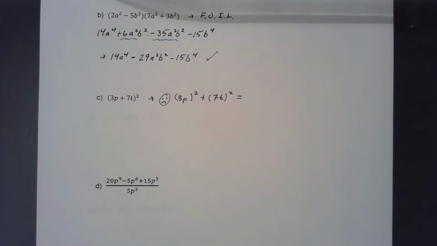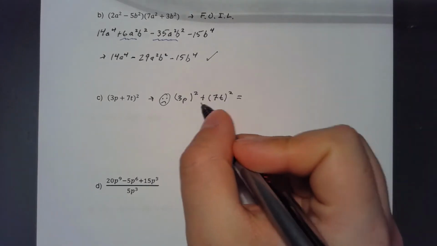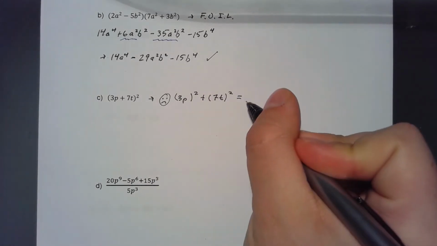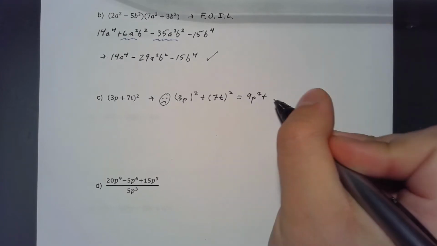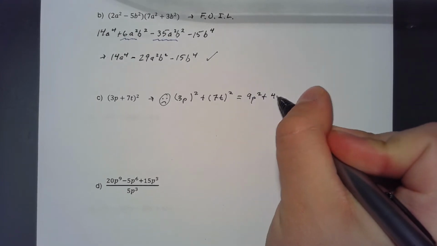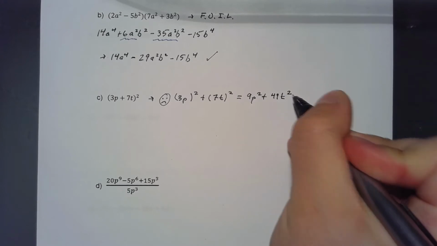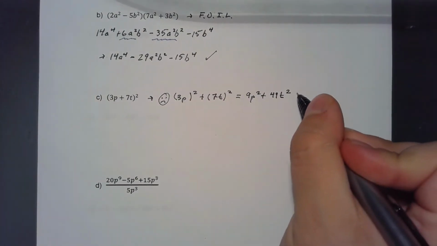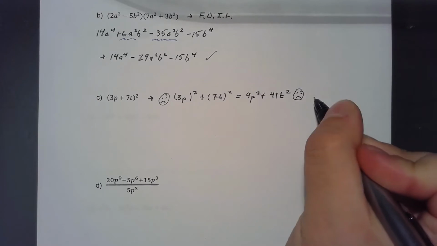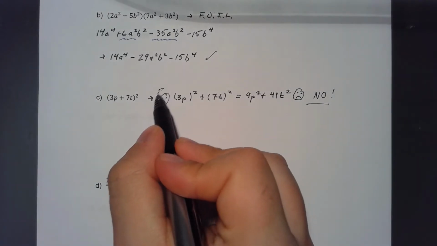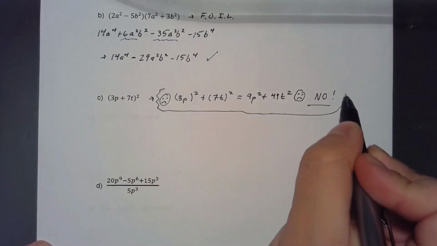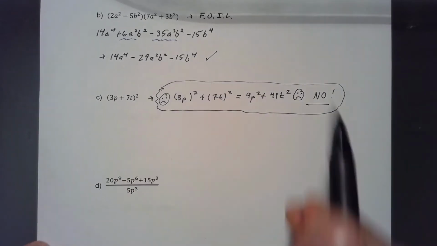You're probably thinking, all right, well now I'm going to have 3 squared is 9, p squared, plus 7 squared is 49, t squared, and then I'm done, right? No. You cannot do it that way. That is not correct. Do not do this problem that way.